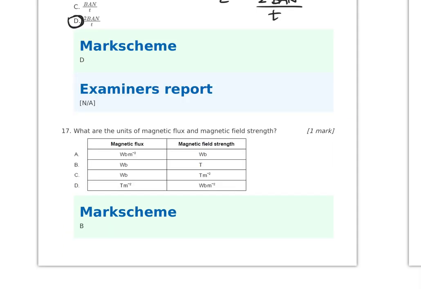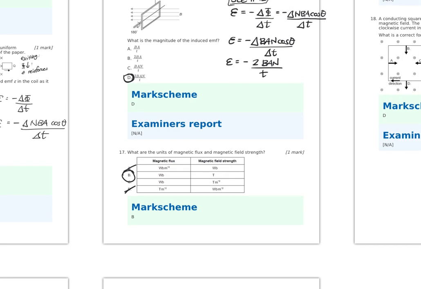And then number 17, finally an easy question. Units, right? So magnetic flux is measured in Webers, so the answer is not A or D. And then magnetic field strength is measured in Tesla, and so the answer is B. Wow, that could not be any more straightforward. If only all the paper one questions were like that.